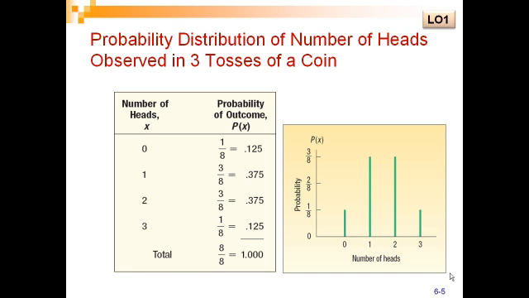Note that the outcome 0 heads occurred only once. 1 head occurred 3 times, 2 heads occurred 3 times, and the outcome 3 heads occurred only once. That is, 0 heads happened 1 out of 8 times. Thus, the probability of 0 heads is 1/8. The probability of 1 head is 3/8, and so on. Because one of these outcomes must happen, the total of the probabilities of all possible events is 1.